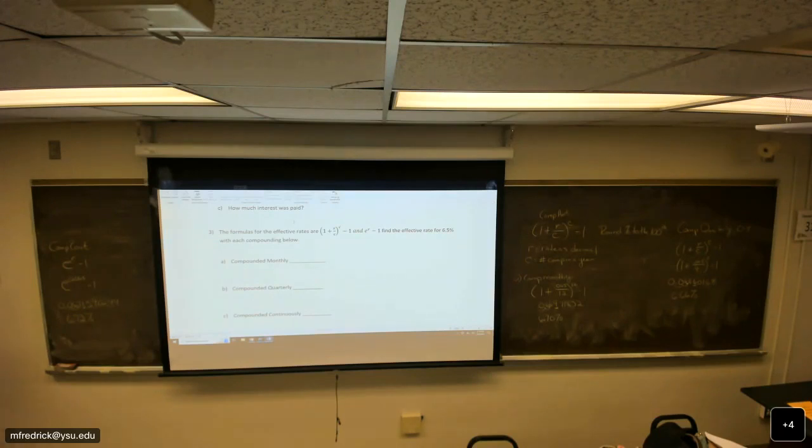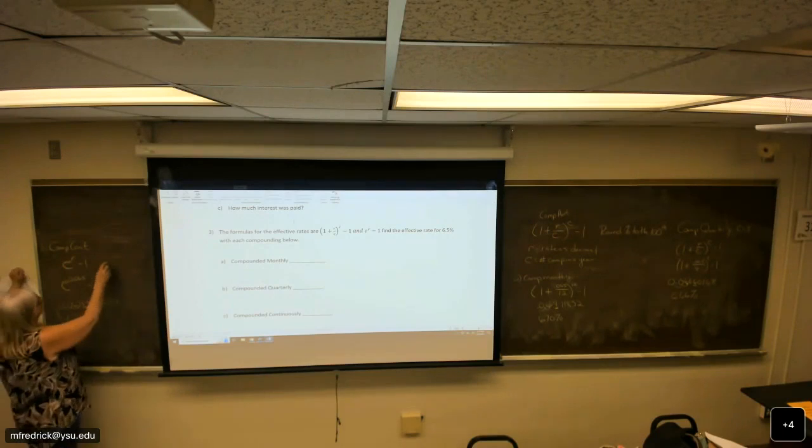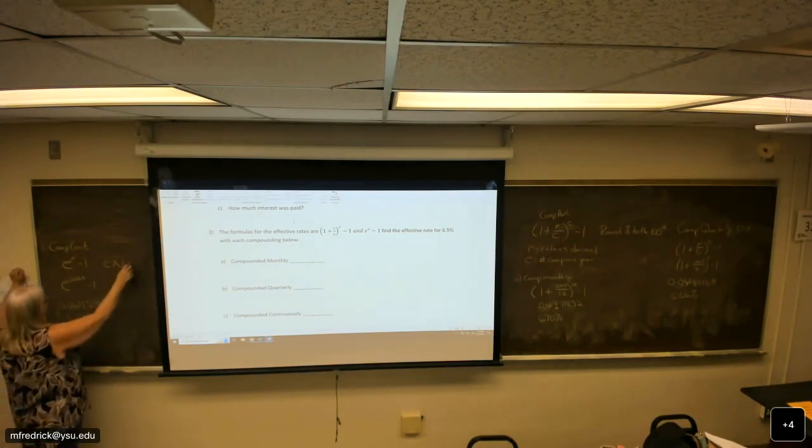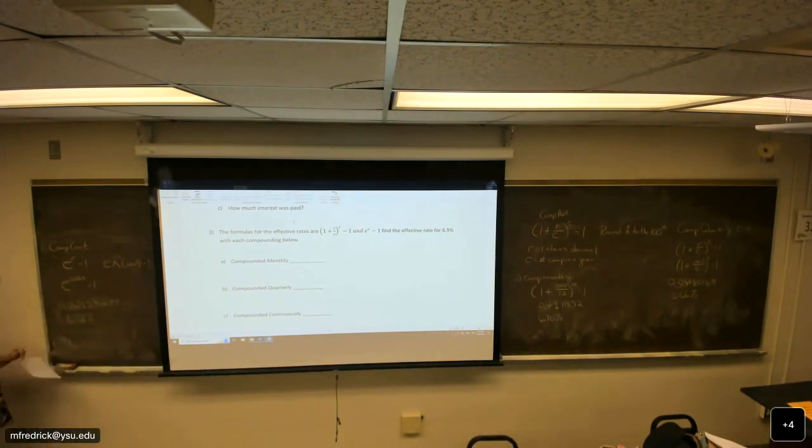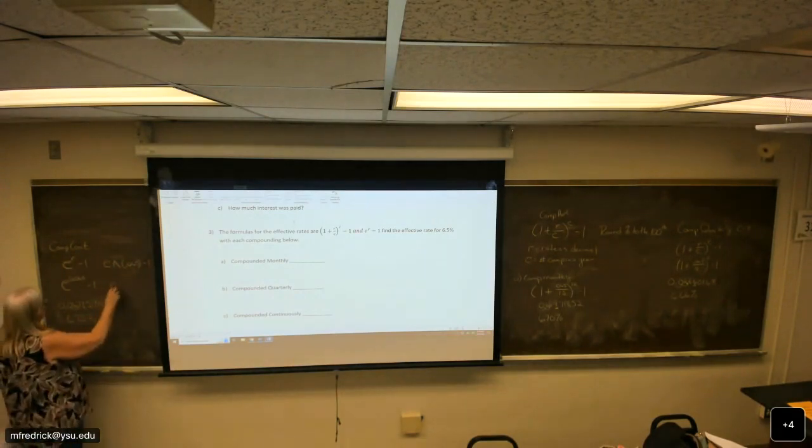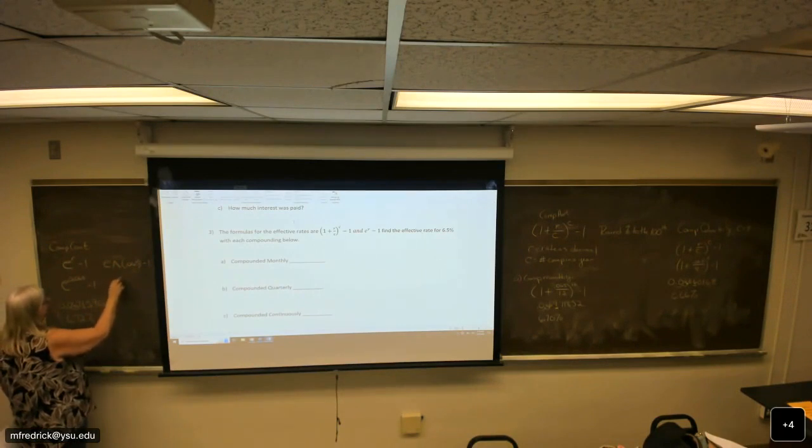Did everyone find the E in their calculator? You want the E to the X, not just an E. When you hit the E to the X button, it will put a caret in the parentheses, 0.065, close the parentheses and subtract. On the TI-84, when you hit the E to the X, it actually goes up to the exponent, and then you have to press the right arrow to go back down.